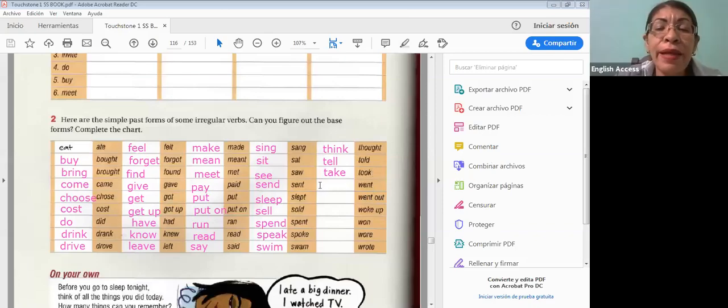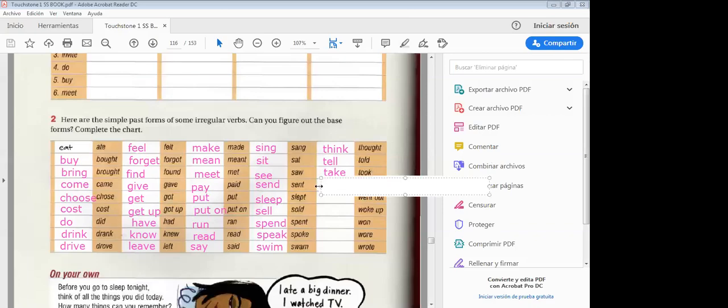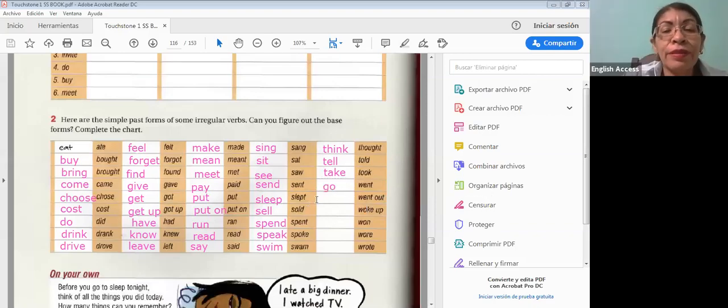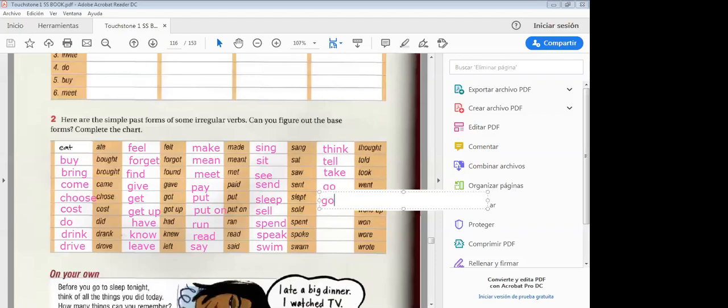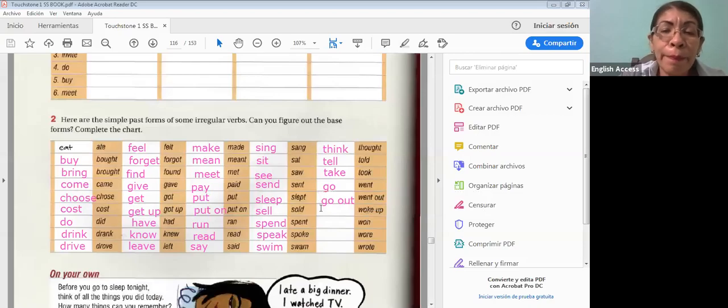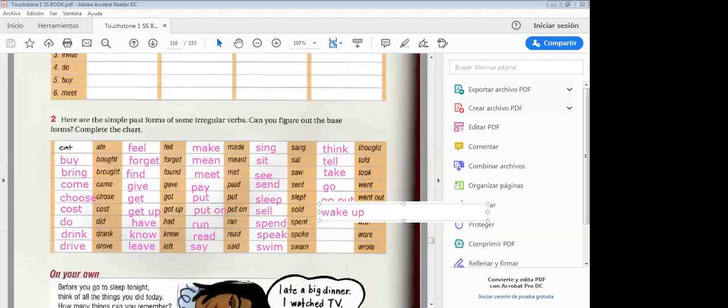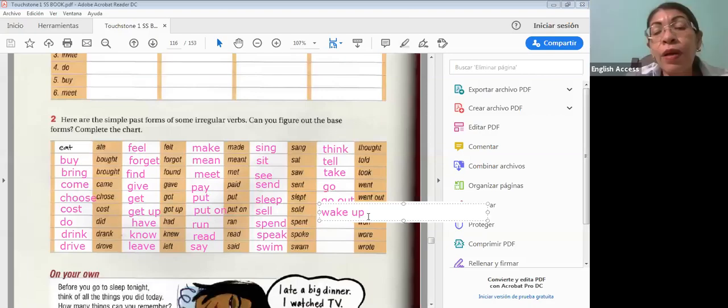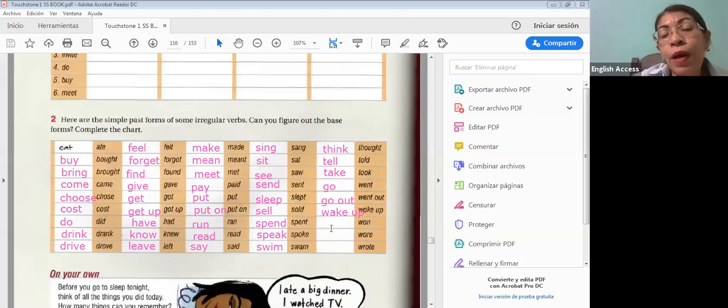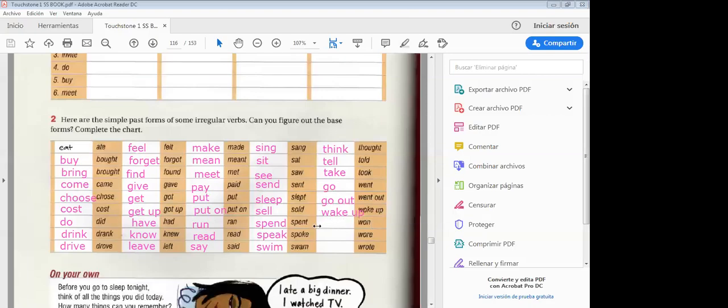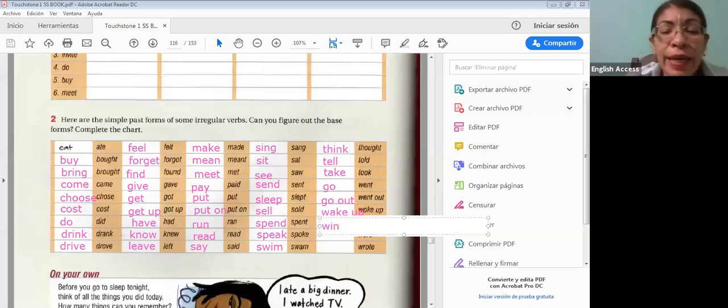Went is the past of go. Went out, go out. Correct. Woke up. What is woke up? Wake up. Woke up, wake up. Won, win. When you win a game, when you win the lottery.